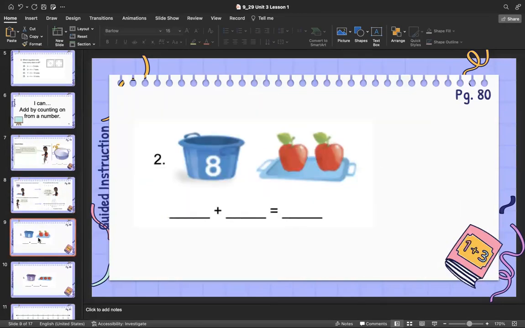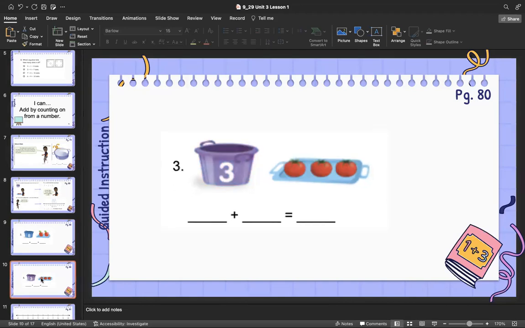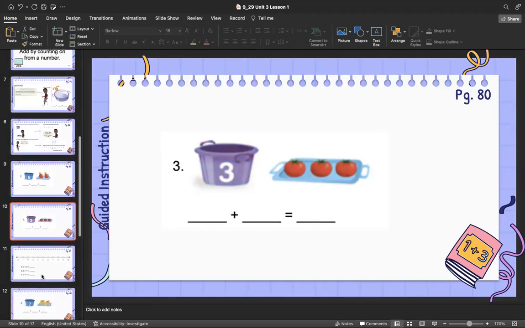In these guided instructions, the first number is 8, that will go on your first line, and the number 2 will go on your second line, and you will find the sum. The sum is the outcome of an addition problem. Figure it out now, pause, and move on. Second problem.